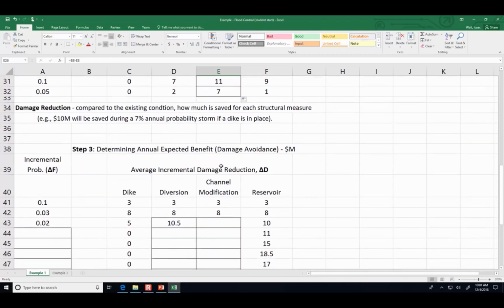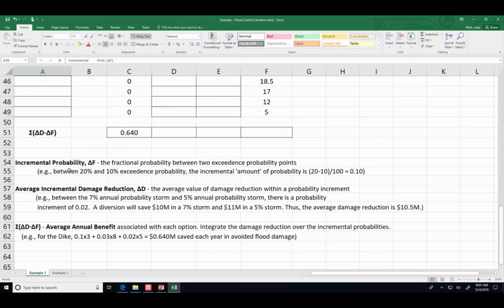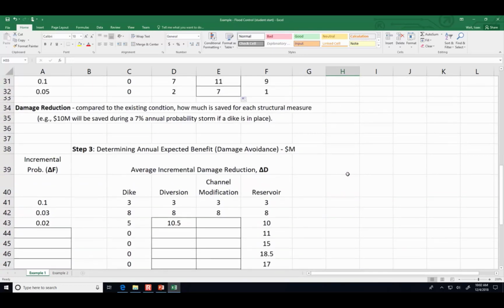All right. Now, the incremental probability. Down here at the bottom, I explain what the incremental probability is. And so I use the illustration as the difference between the 20% and the 10% exceedance probability. Then as a fraction, that's the 20 minus the 10 divided by 100. So there's 0.1 probability between the 20% and the 10% storm.